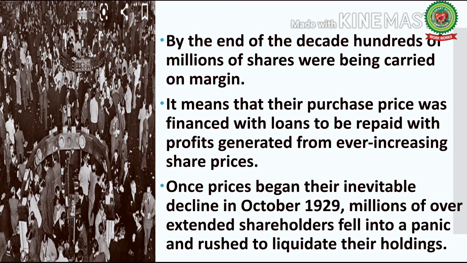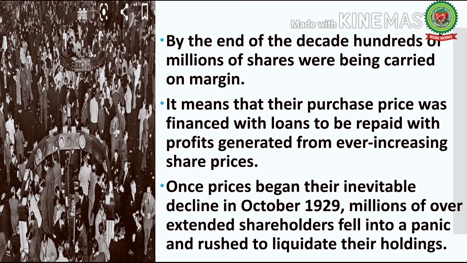The Americans had great trust in the stock market of America. So by the end of the decade, hundreds of millions of shares were being carried on margin. They were purchased on margin. On margin means that they were not showing any profit. Still, investors preferred to buy them, hoping they would generate profit from those shares in future. It means that their purchase price was financed with loans to be repaid with profits generated from ever-increasing share prices.